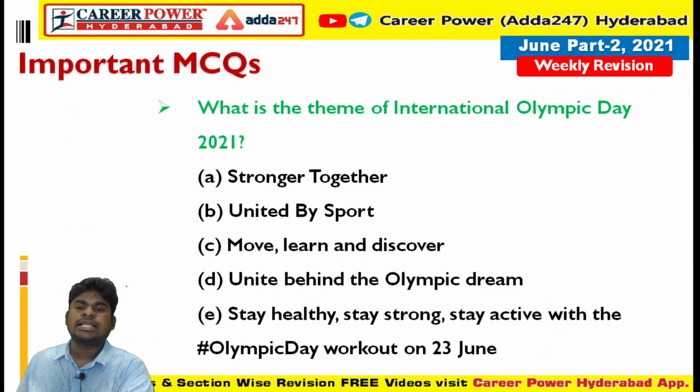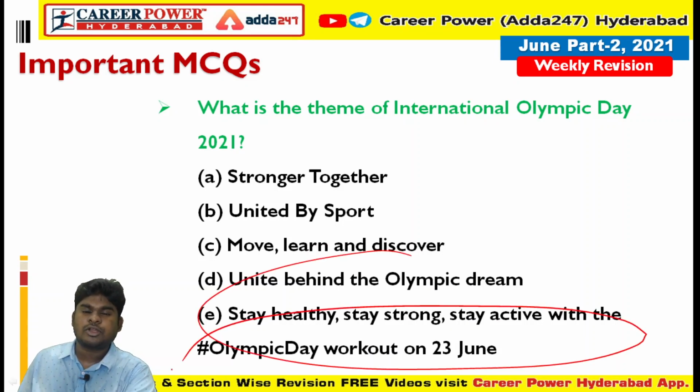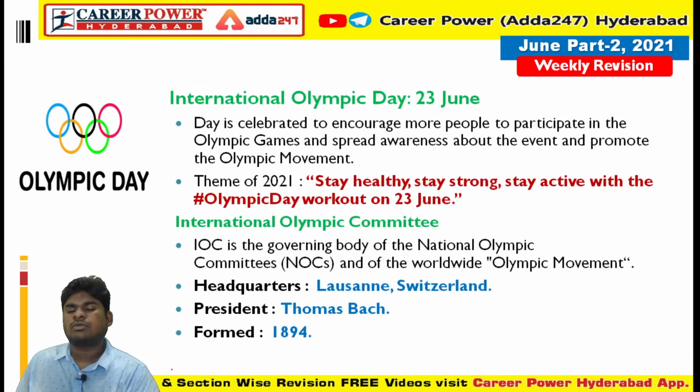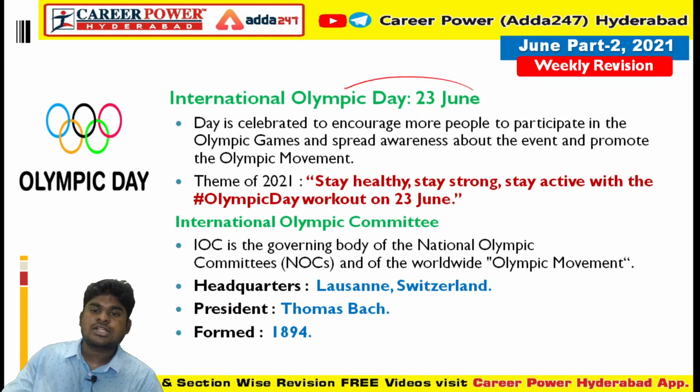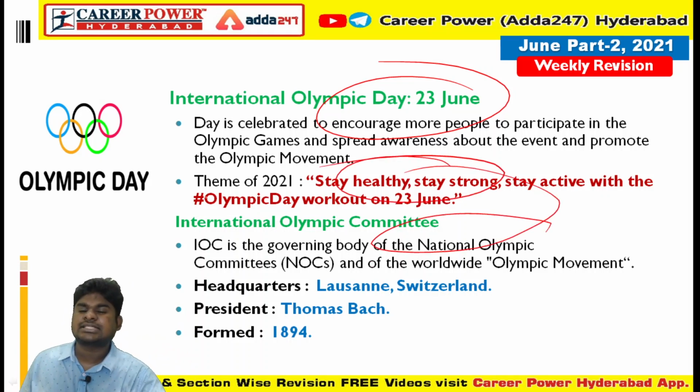What is the theme of the International Olympic Day? The theme is Stay healthy, stay safe, stay active with the Olympic Day workout on June 23rd. International Olympic Day is observed on June 23rd. The aim of the day is to create awareness about the Olympics and make people participate in the Olympics.